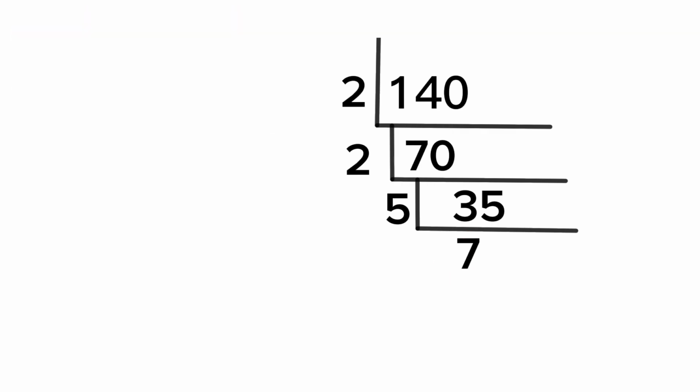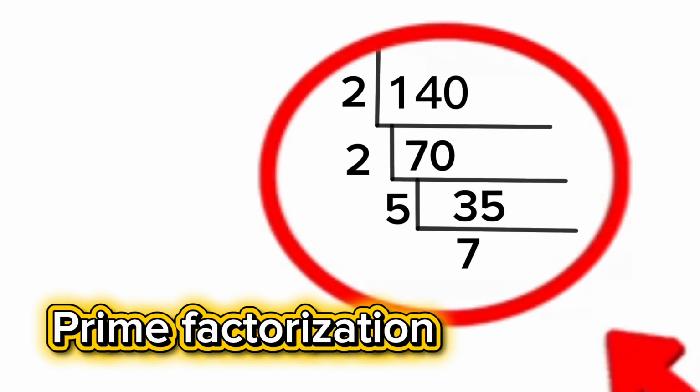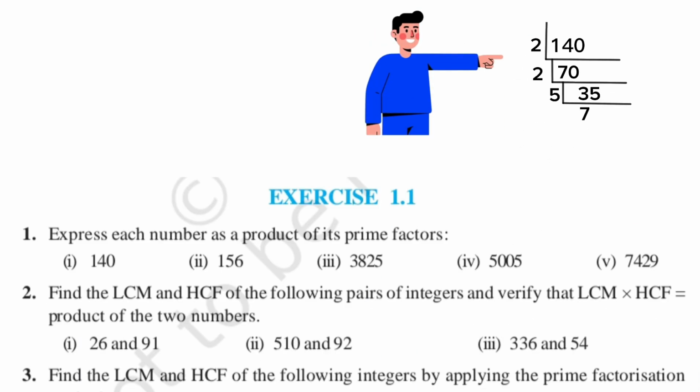Okay, so 140 is divisible by all these numbers. Okay, remember that. This process is called prime factorization. According to this method, try this one and comment.